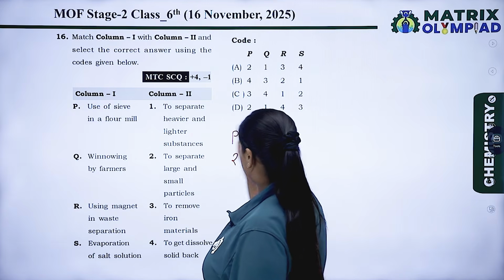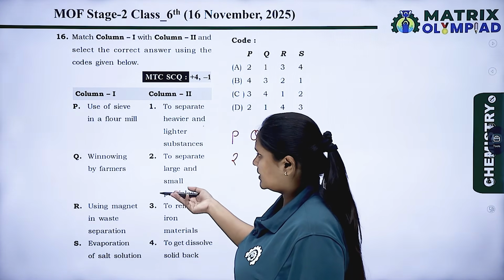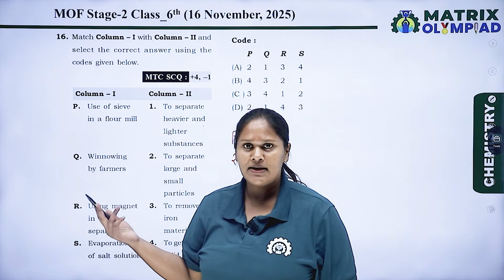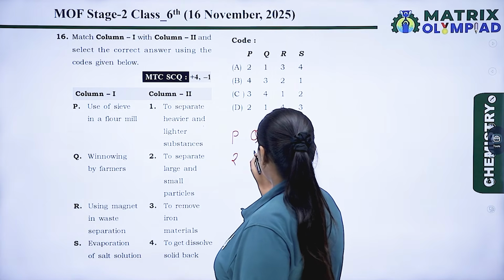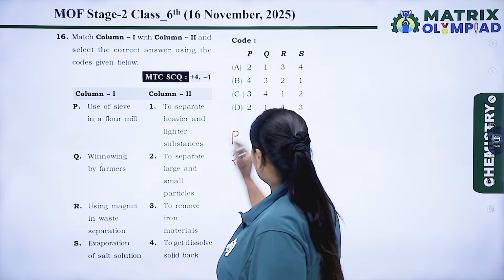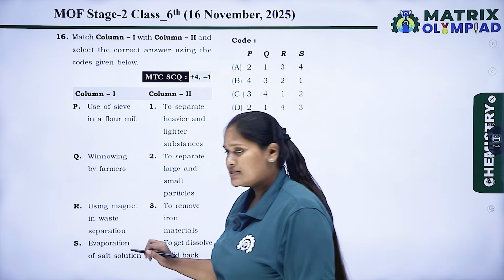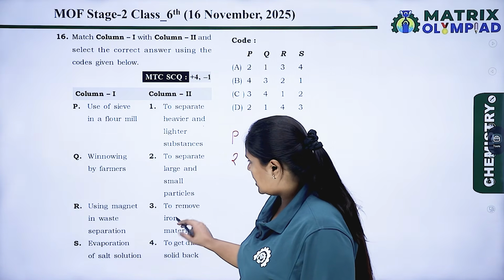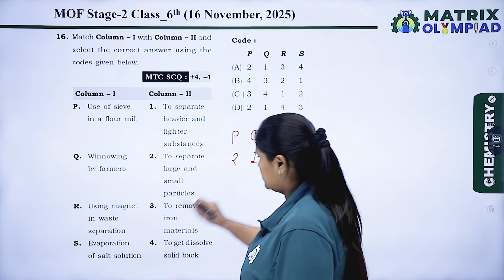Winnowing by farmers in Q. To separate heavier and lighter particles, because we know by the help of wind, lighter particles are separated away and heavier particles settle down. So for Q, option first. Now come to the R. Using magnet in waste separation. We know magnet has power to attract iron. So R is third. Now come to the S.